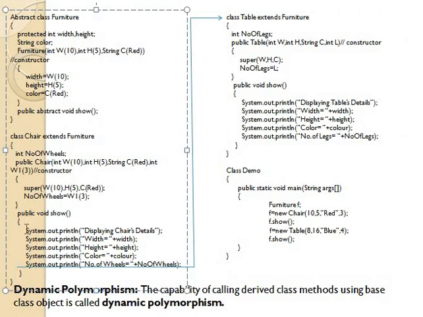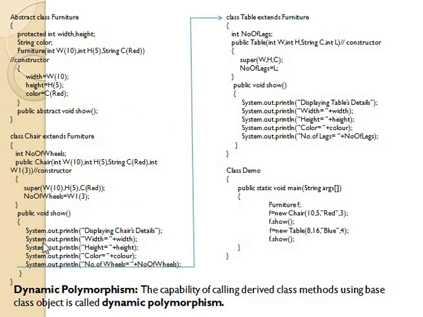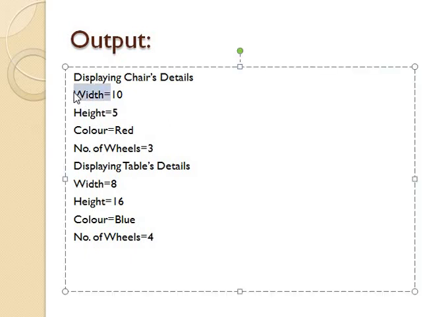Now enter inside its body. The first statement to be executed says system.out.println, which prints the text displaying chairs details, and since this text is within inverted commas, it shall be displayed exactly as it is in the output. That's why under the output you can see this text displaying chairs details exactly as it is. Then come to the next line. The next line prints the text width equal to, which is within inverted commas, exactly as it is in the output. So in the output you can see the text width equal to getting displayed exactly as it is.